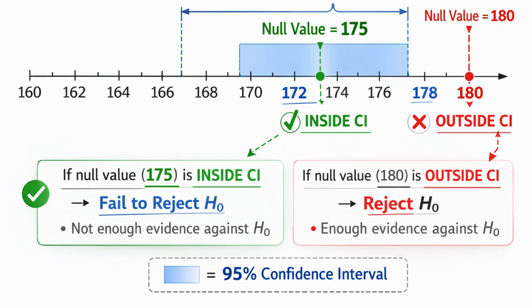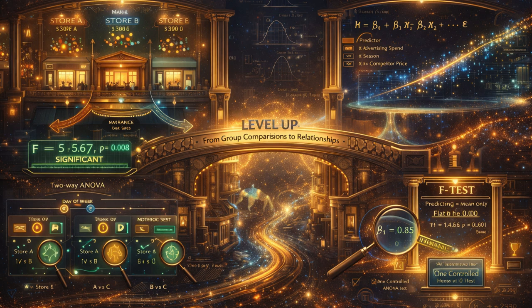This has a beautiful connection to hypothesis testing. If our null hypothesis value falls inside that 95% confidence interval, we would fail to reject the null at alpha equals 0.05. If the null value falls outside the interval, we would reject the null. They are two sides of the same coin. The confidence interval gives us more information. It tells us not just to reject, but what the effect size might plausibly be.